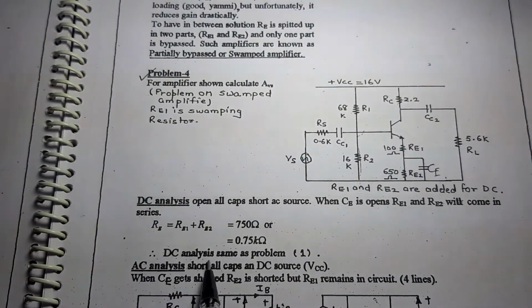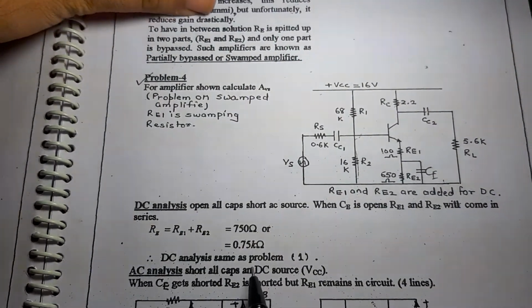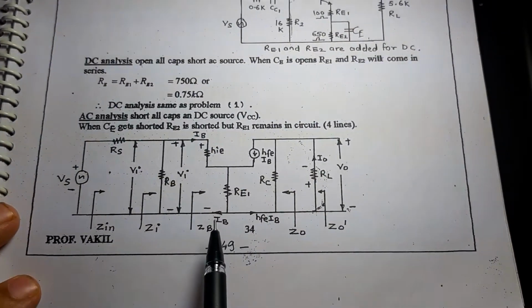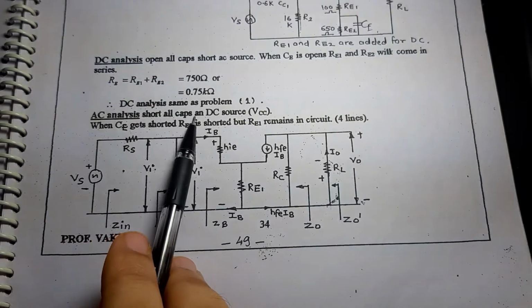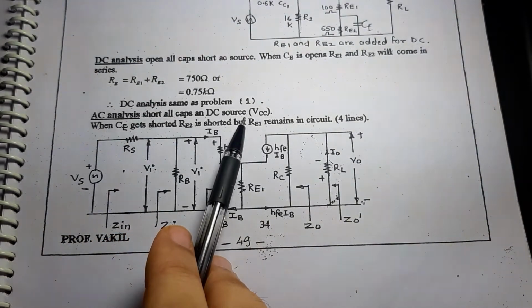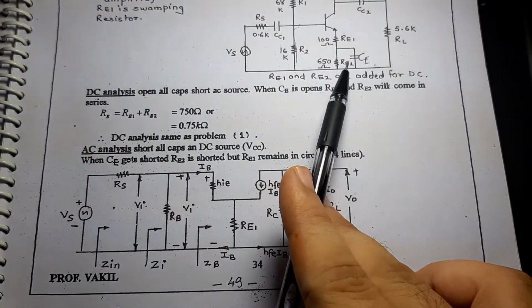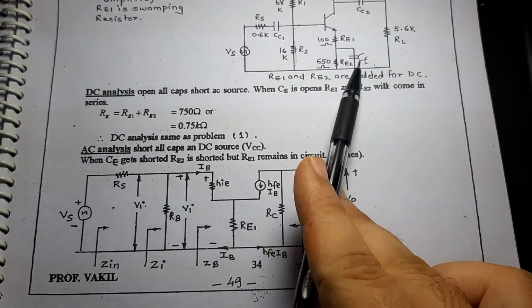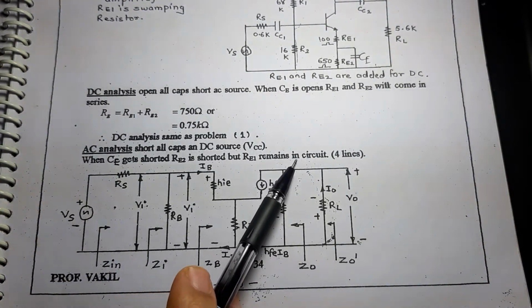Therefore the DC analysis is the same as the one we did in the previous first numerical. Now the AC analysis is very much simpler. In AC analysis we short all capacitors and DC sources, that is your VCC. When your CE gets shorted, your RE2 is shorted, but your RE1 remains in the circuit.